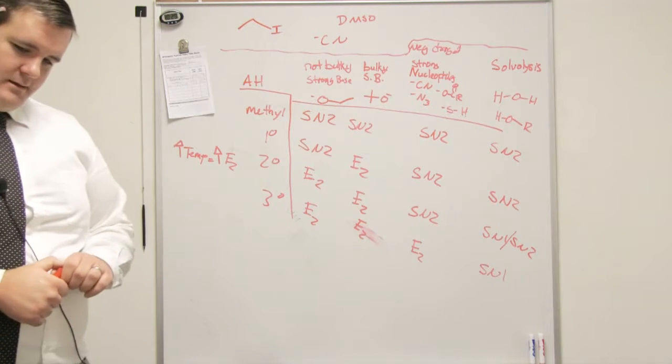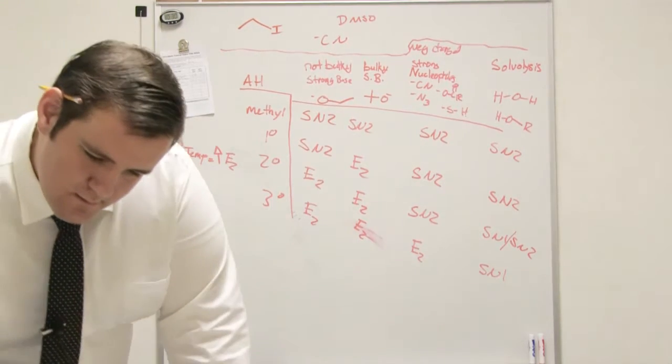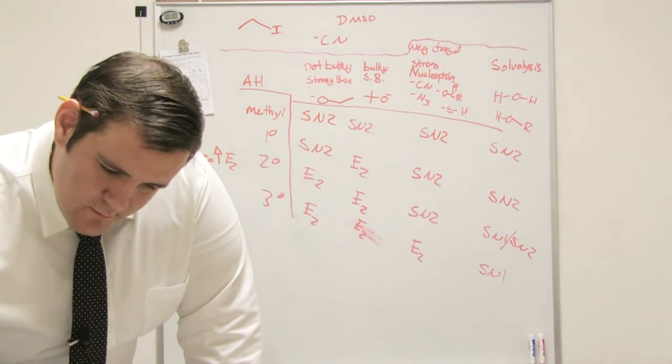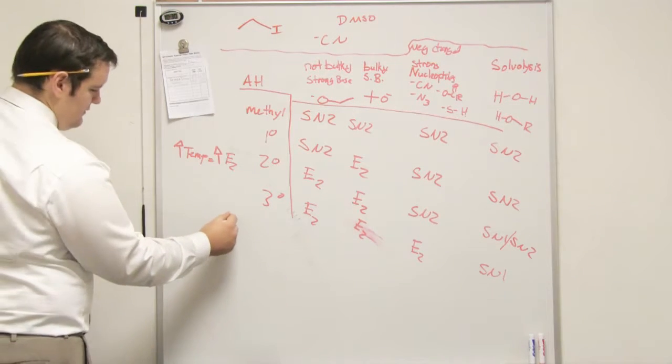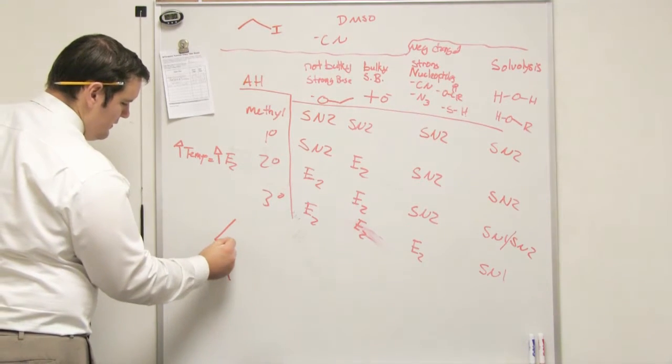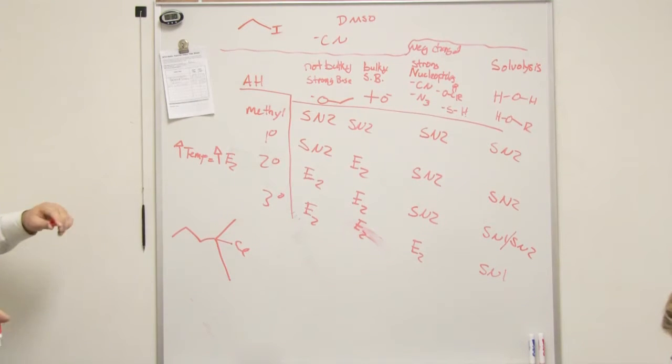And then what's your last one? The last one is 1, 2, 3 chlorine, so I think it looks like this, right? Yes. So we're seeing a tertiary chloride.